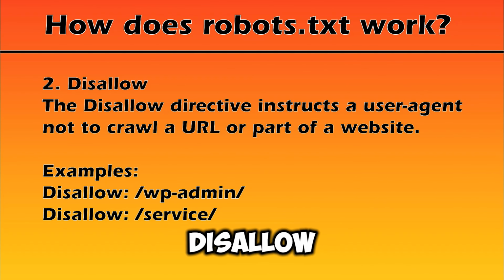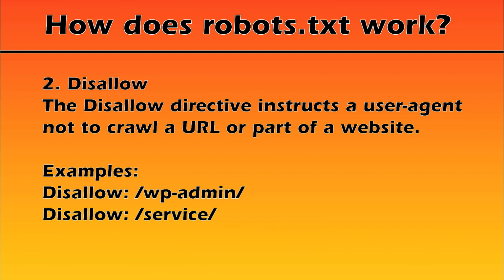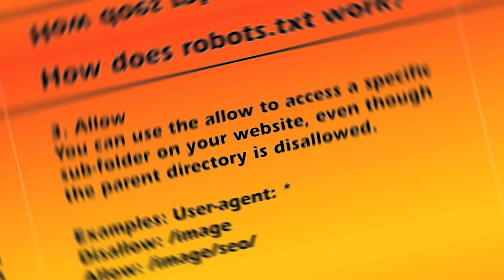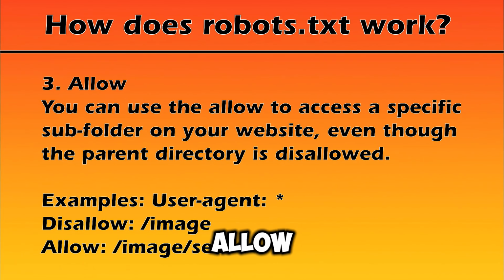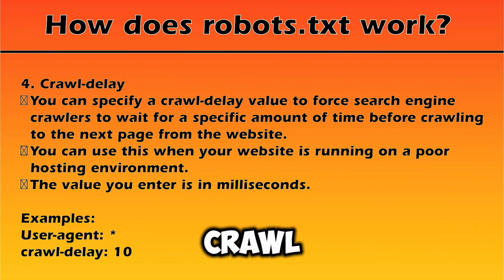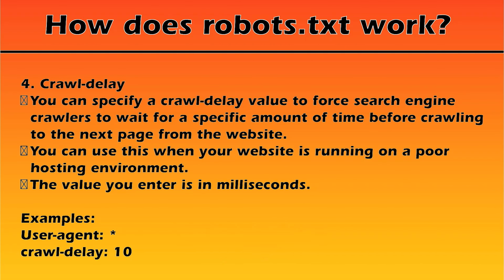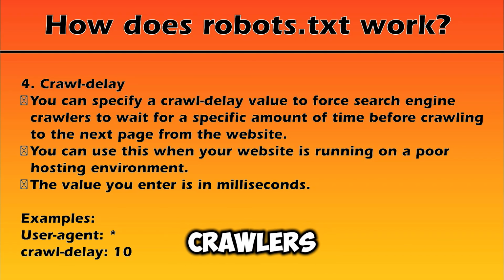Disallow. The disallow directive instructs a user agent not to crawl a URL or part of a website. Example: disallow /wp-admin. Allow. You can use allow to access a specific subfolder on your website, even though the parent directory is disallowed. Example: user agent *, disallow /image, allow /image/SEO.